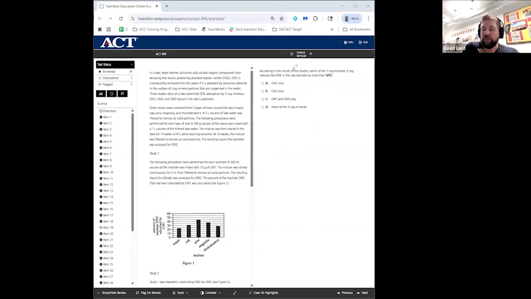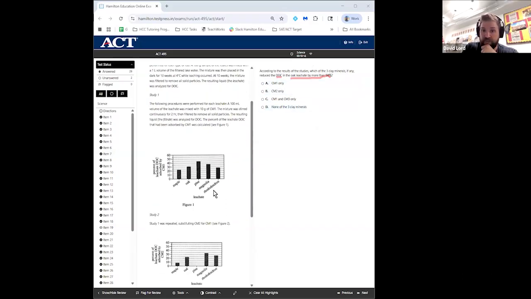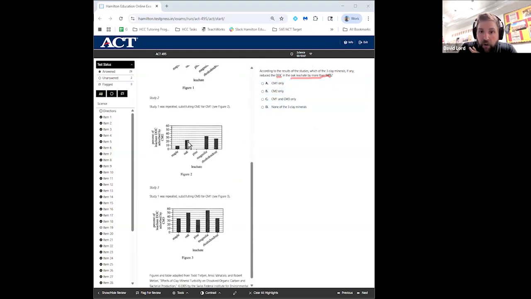So question 31. According to the results of the studies, which of the 3 clay minerals, if any, reduced DOC in the oak leachate by more than 50%? All right, so we're looking at all of the studies again, and we're looking at oak specifically. Oak has 30%, which is not more than 50%, so not CM1. Oak has small amounts in CM2, so not A, B, or C. And again, it says more than 50%. If you're tempted by CM3, that would be right on it or below it, but it's not more than. So that's why the answer was D.